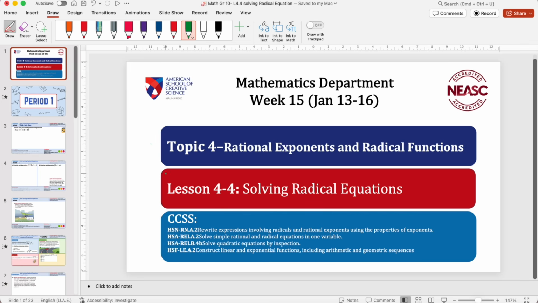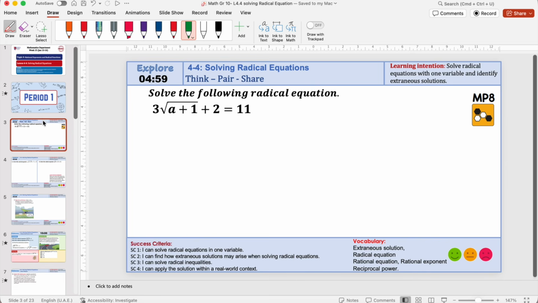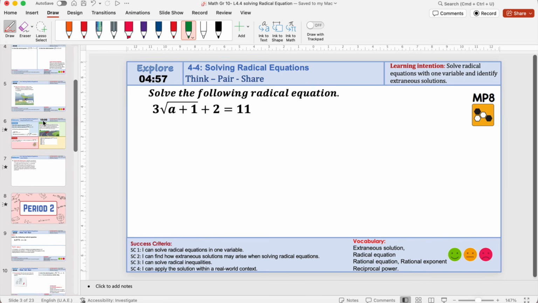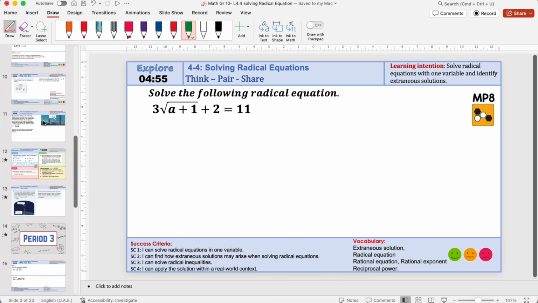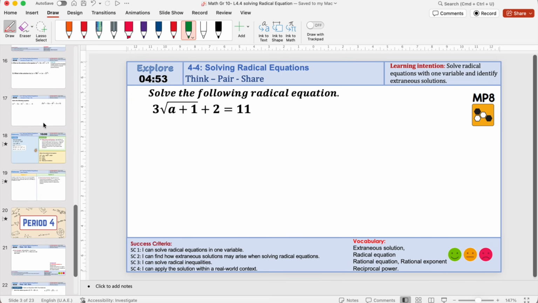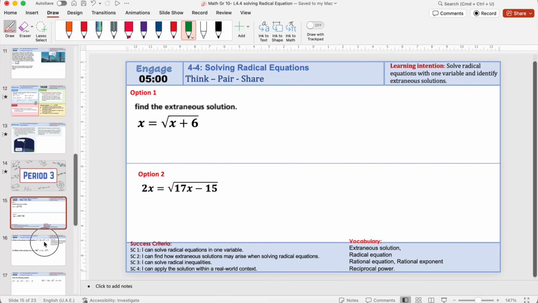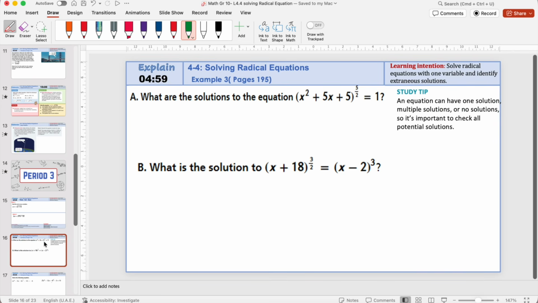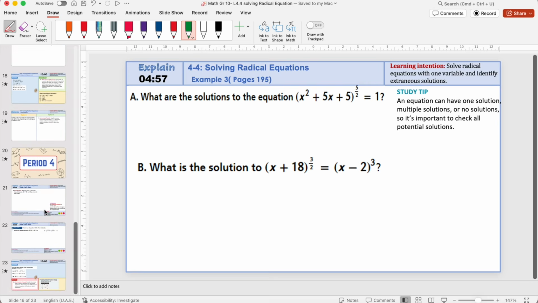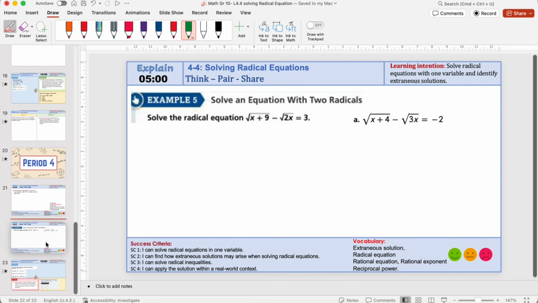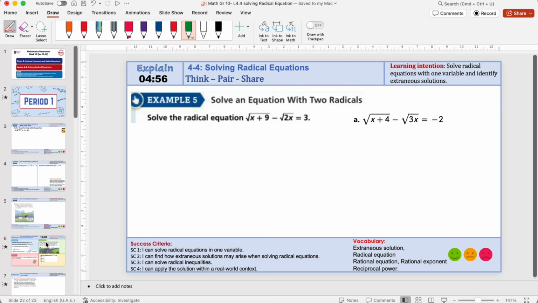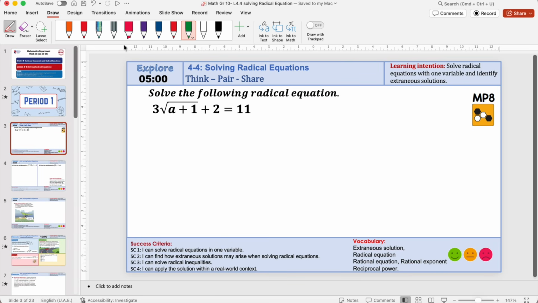Lesson 4.4, solving radical equations. In this lesson, inshallah, we will have a radical equation on one side, then fractional or rational exponents, and lastly two radicals, or solving equations with two radicals. It's just a quick lesson, inshallah.